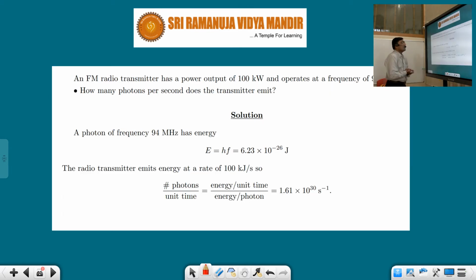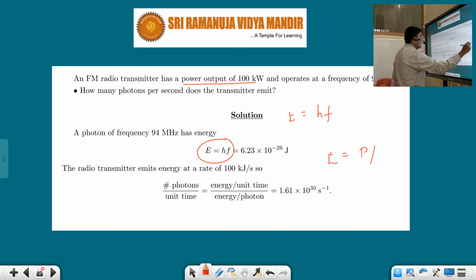Now see the basic question associated with E equals h nu. You can write hf or h nu, both are the same. Here, how many photons per second does the transmitter emit? They have given the power output. So energy is equal to power times time. Energy per unit time is equal to power. I hope you understood. You can substitute the values and you will get the answer.